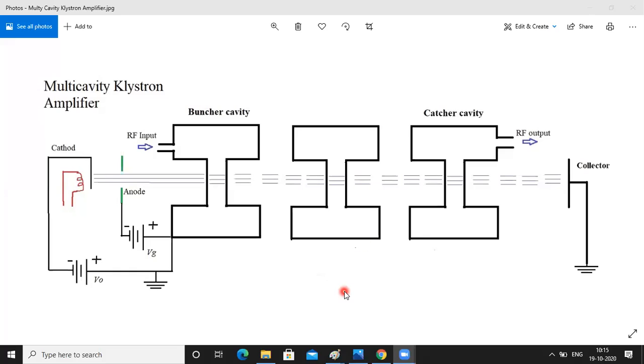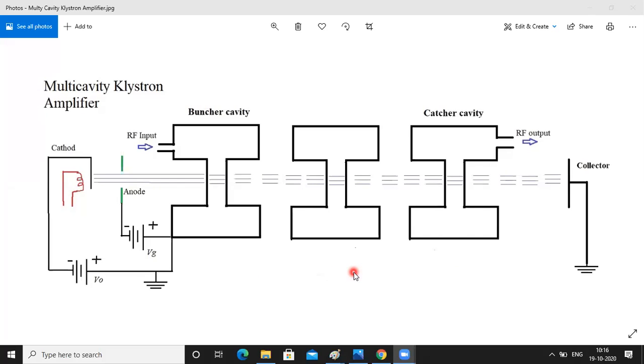In the high power klystron, the concave shape of the cathode adds force on the beam. So it is mainly for high power applications. There are multiple power levels of the klystron based on the requirement and the application. So for the high power klystron, the concave shape of the cathode is used. This is the schematic.